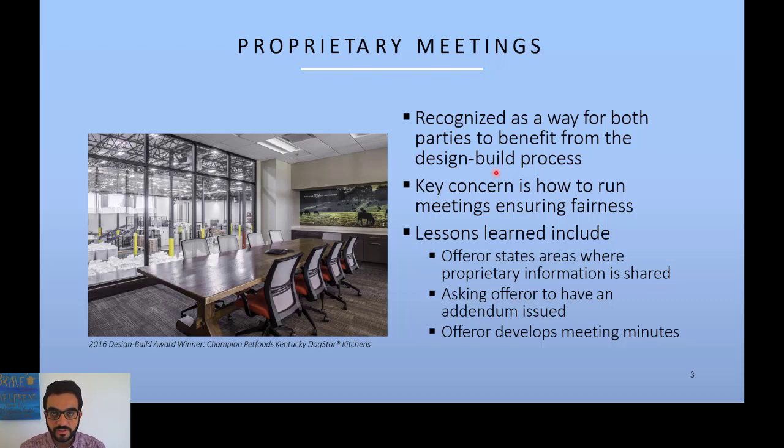And the last thing here is that the offerer is asked to write the meeting minutes, not the owner, because now the offerer will be careful about what things can be disclosed and what cannot. They are in the best position to know which part of their information is proprietary and which is fine to share.